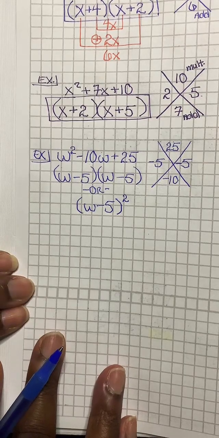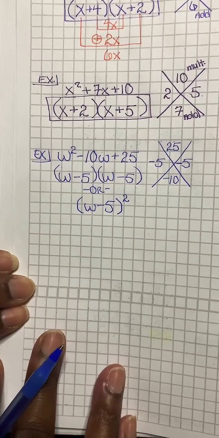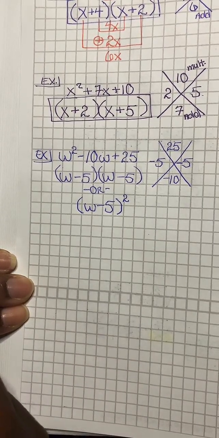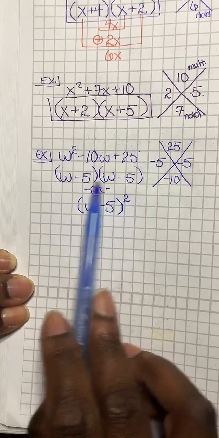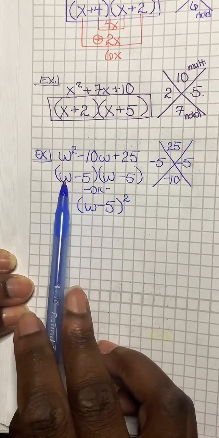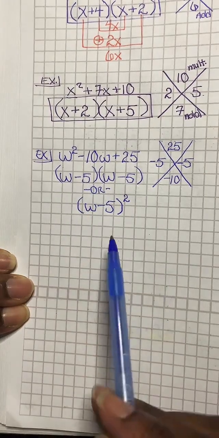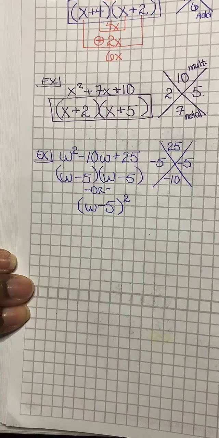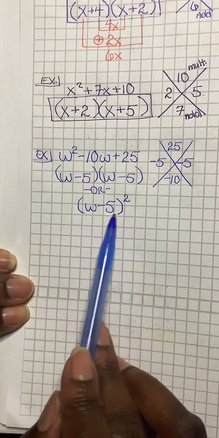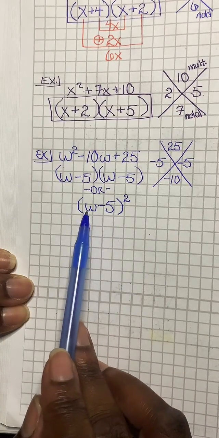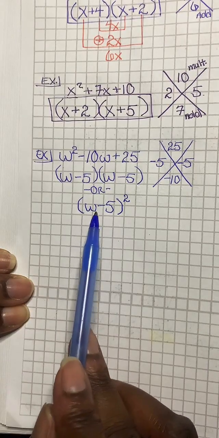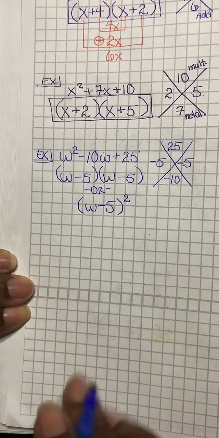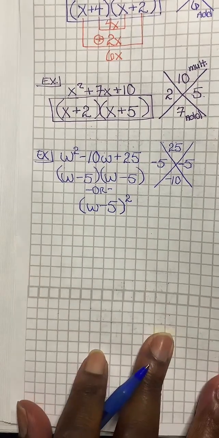Trust me, there's more, Danny. Would it be completely factored? Yes, because inside this parenthesis, I can't do anything. All I got is W minus 5. You'll see when it comes to completing the square, if you still have, say, a variable squared inside the parenthesis, that's telling you that you need to factor it some more.